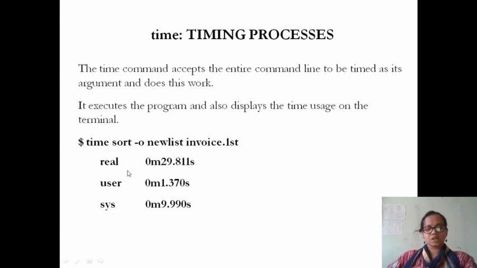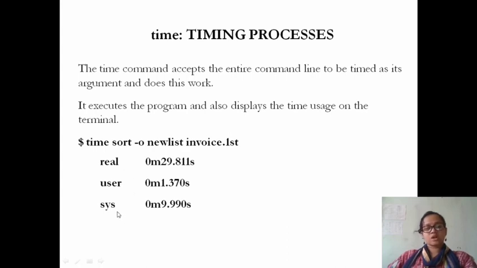So what is this real? This real time is the clock elapsed time from the invocation of the command until its termination. So from when the command is entered until it terminates, how much time has been taken is given under real. Next, what is the user time? This is the time spent by the program in executing itself. So whenever your program is executing, how much time it took will be given by user.